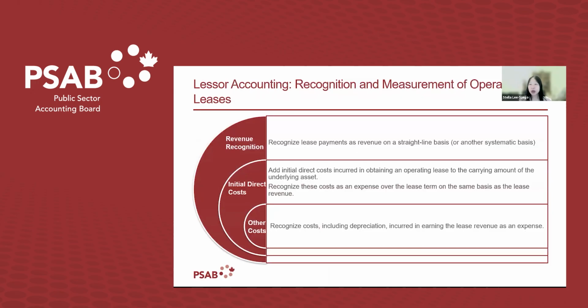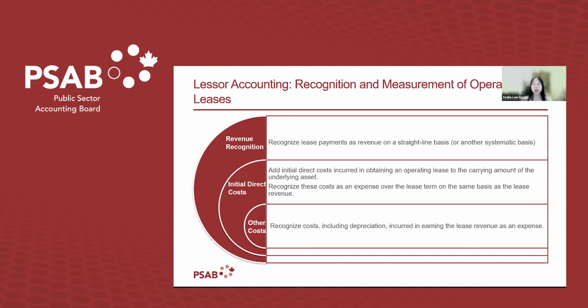The accounting for an operating lease is generally straightforward. The lessor recognizes lease payments from operating leases as revenue on either a straight line or another systematic basis if that basis is more representative of the pattern in which the benefit from the underlying asset is used. Next, any initial direct costs incurred in obtaining an operating lease are added to the carrying amount of the underlying asset, and the costs are recognized as an expense over the lease term on the same basis as the lease revenue. Additionally, any costs, including depreciation, incurred in earning the lease revenue are recognized as an expense.